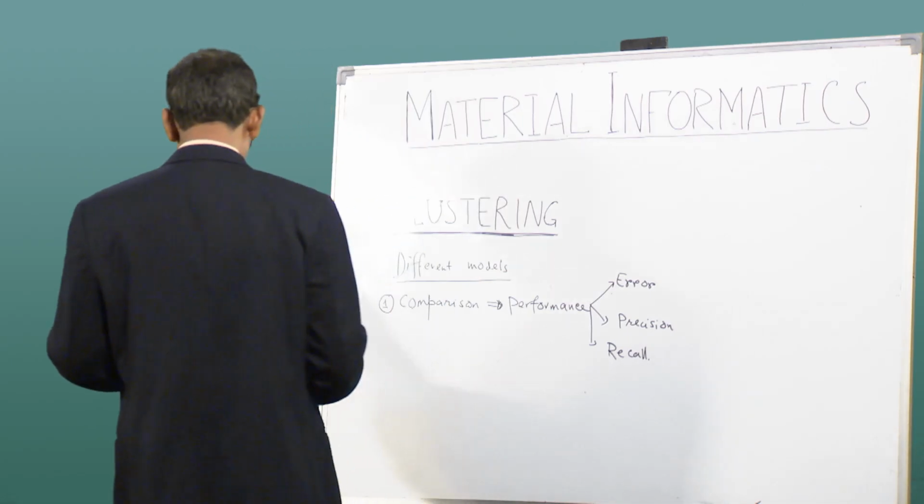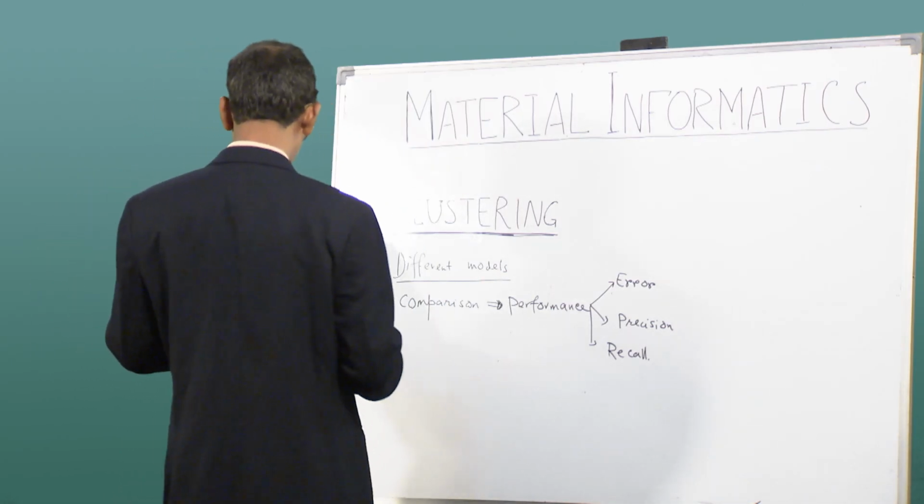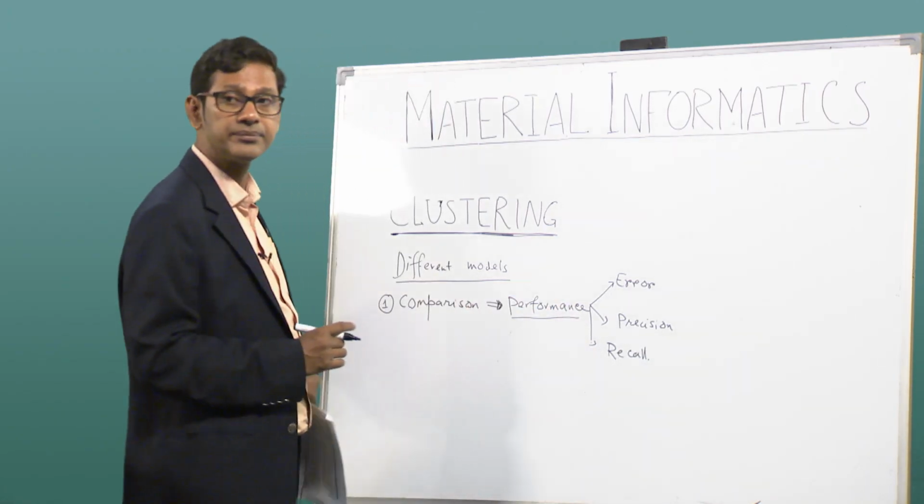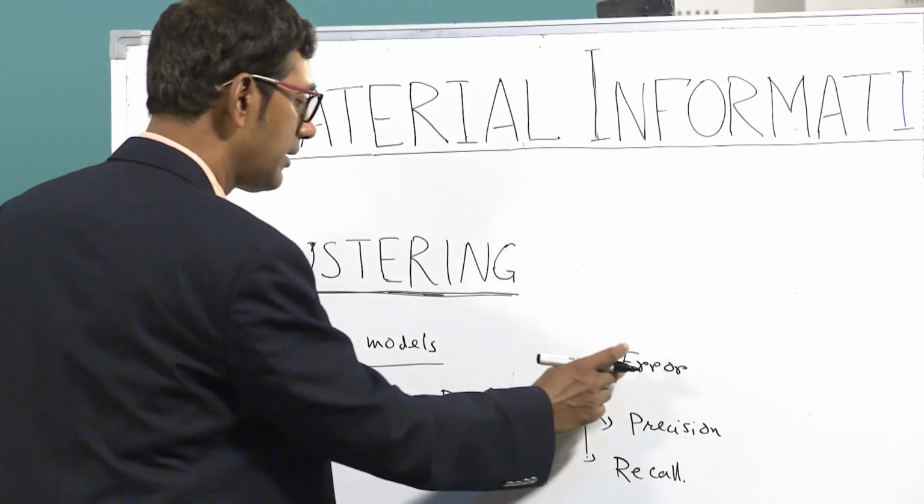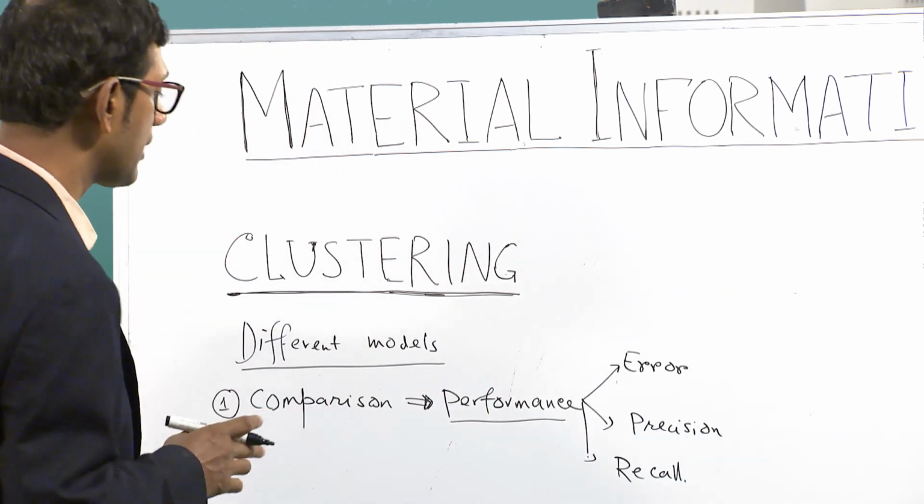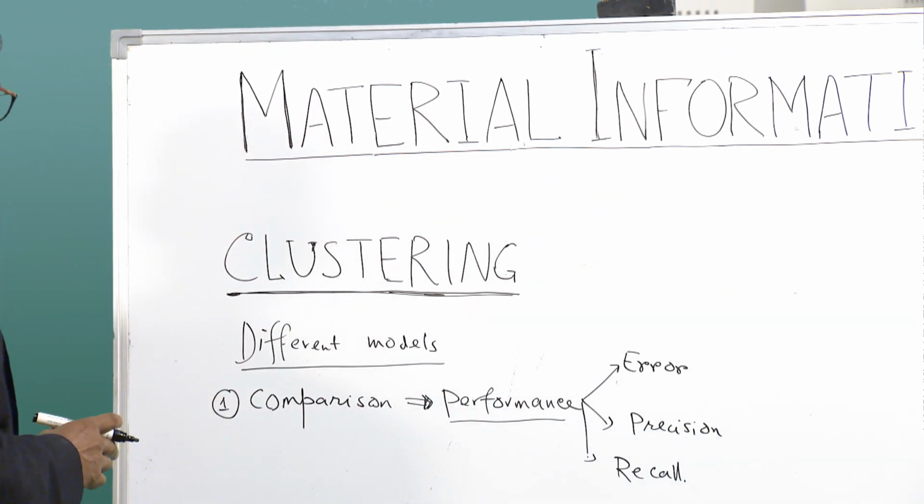Okay. These are 3 parameters or 3 matrices used to determine the performance of a model. Remember this: error, precision, recall. They are related to each other, which we will discuss in the next class, how they are related.